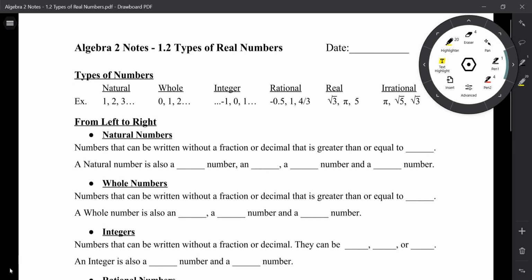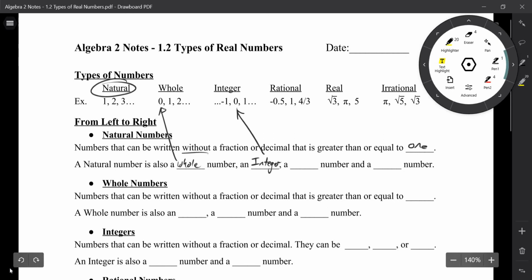So the most specific type of number that you can have would be a natural number right here. Those are numbers that can be written without a fraction or decimal. Without is the key word here. Without a fraction or decimal that is greater than or equal to 1. Now, a natural number is also a whole number, this one right here. It is also an integer, right here. It's rational, right here. And it is definitely real.